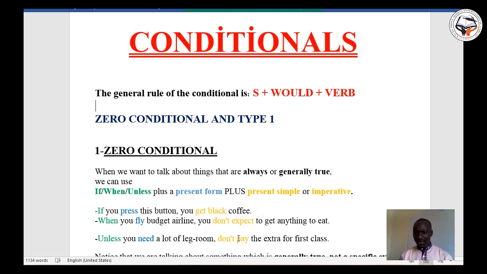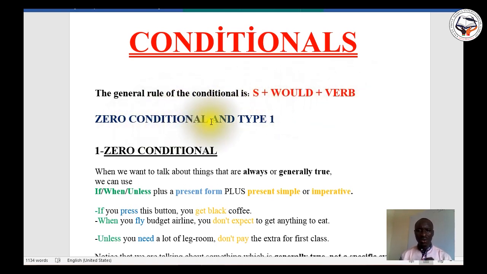Okay, good morning, class. We are here today to work together on a grammar lesson, and today's grammar lesson will deal with conditionals. You know that the conditionals lesson is a little bit difficult, but this is what we are going to deal with, which can help you use the conditional properly. So the general rule of the conditional is subject plus verb. This is a general rule for saying the conditional.